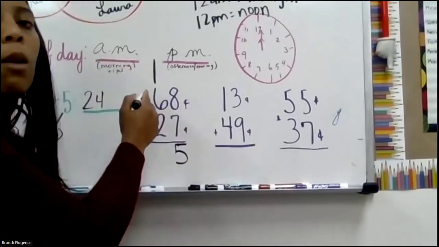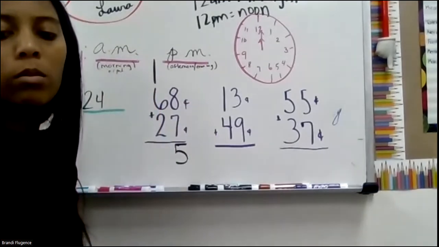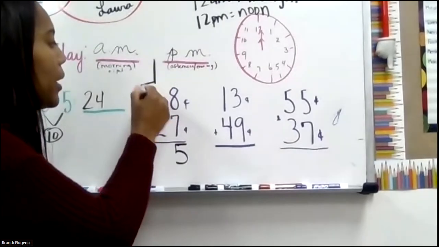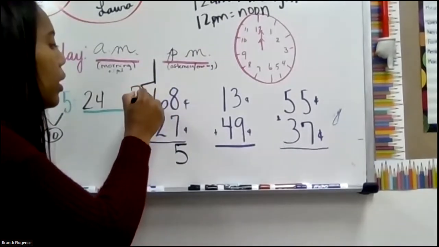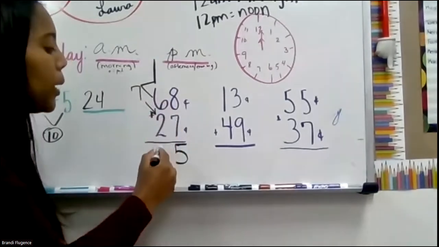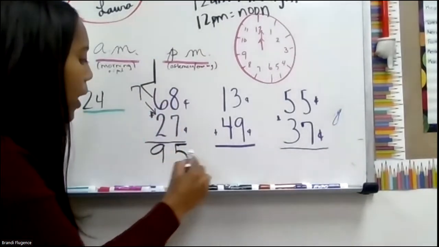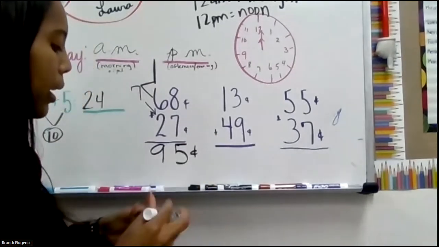Okay, so now what do I do to the front numbers? You add 1 plus 6. 1 plus 6 equals? 7. Good, and then I add this last number, 7 plus 2 equals? 9. Good. Answer is 95 cents. Awesome. All right, Naraya, come to the next one.